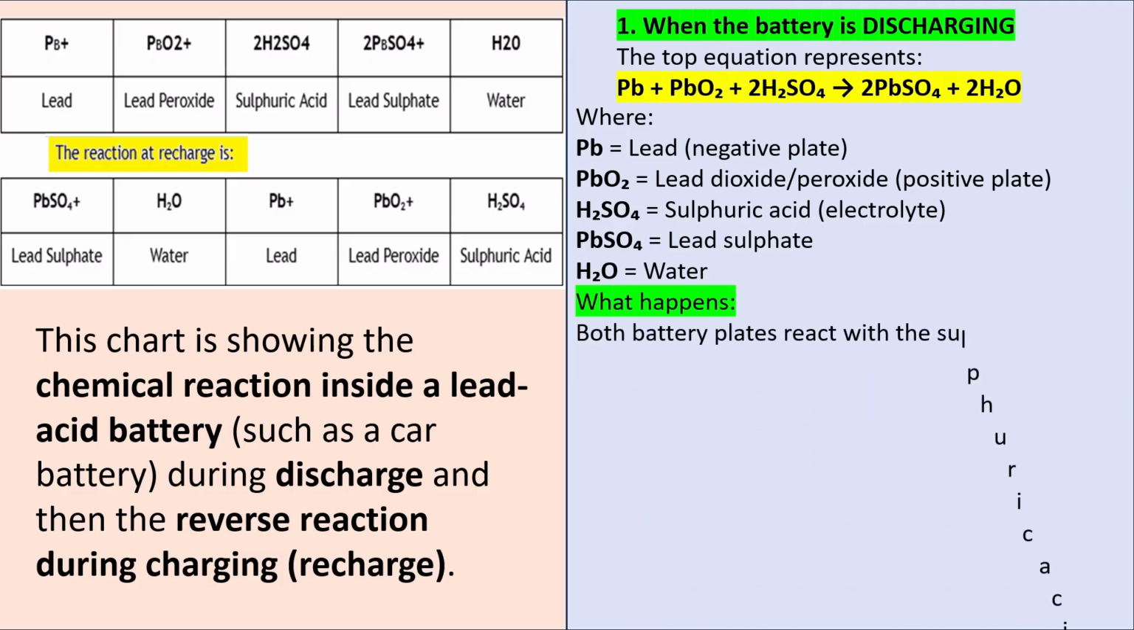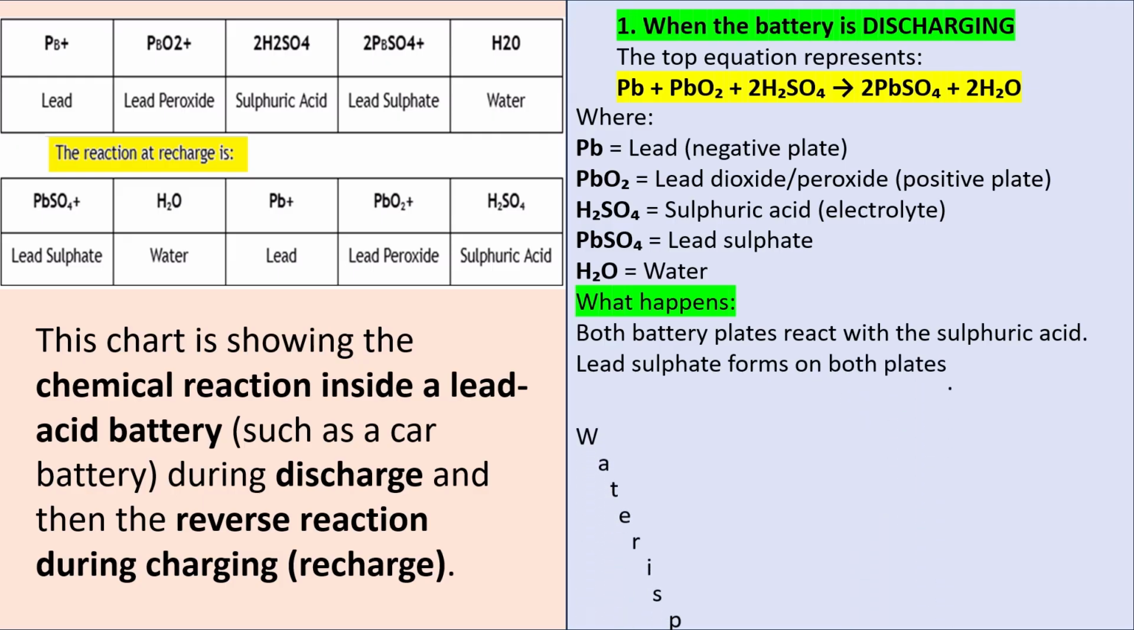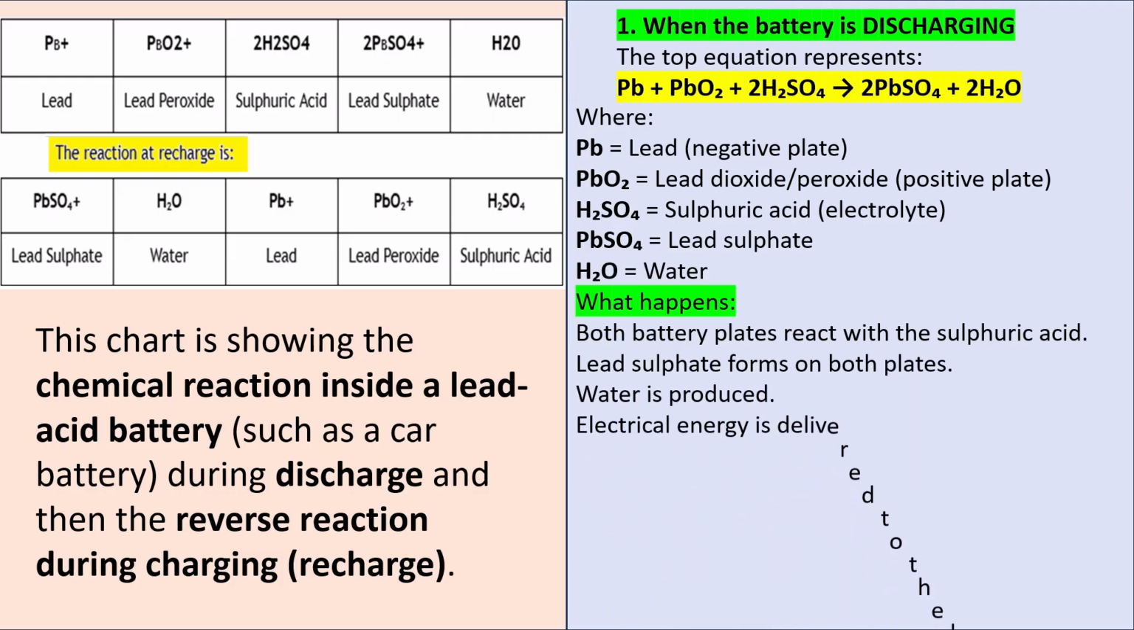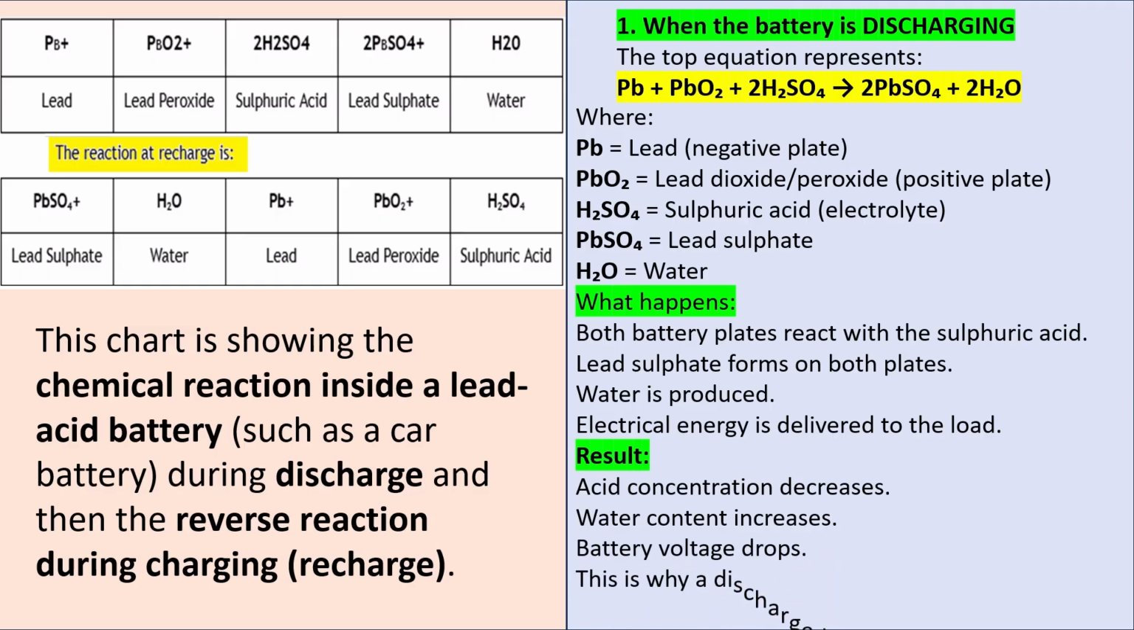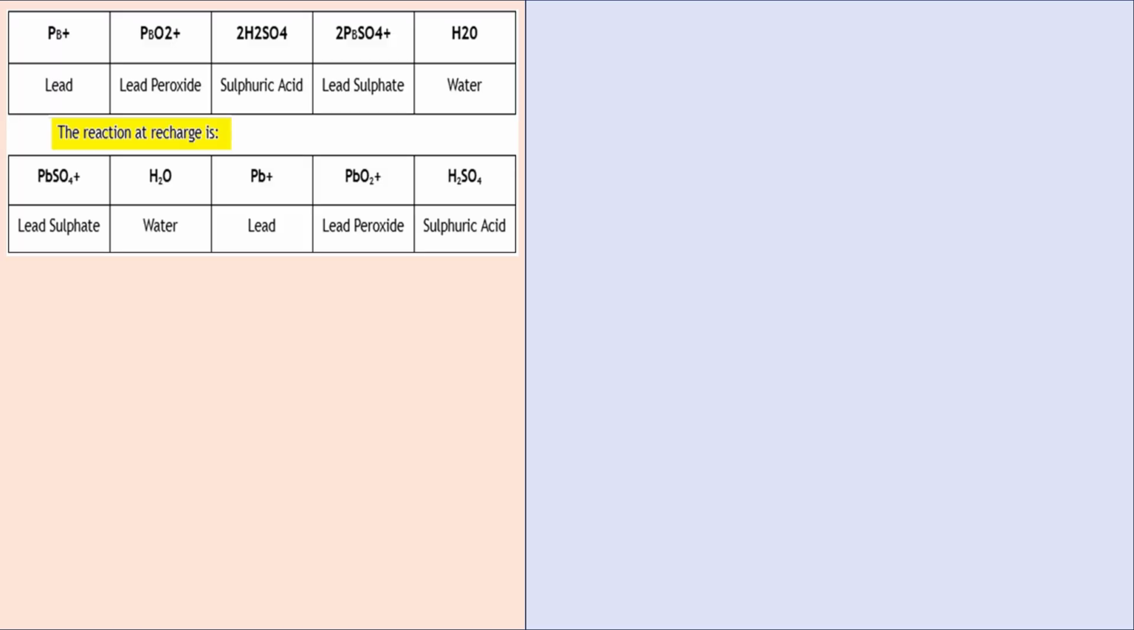What happens? Both battery plates react with the sulfuric acid. Lead sulfate forms on both plates. Water is produced. Electrical energy is delivered to the load. The result? Acid concentration decreases. Water content increases. Battery voltage drops. This is why a discharged battery has lower specific gravity or weaker acid. Here's the formula again.